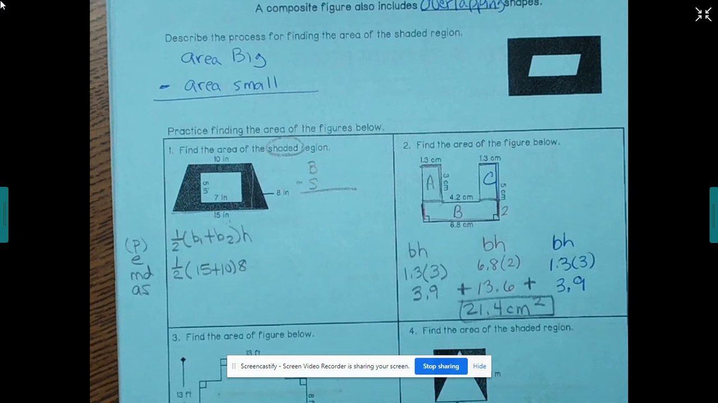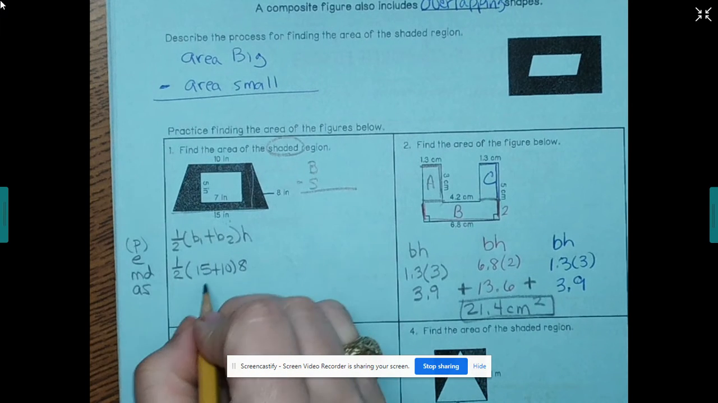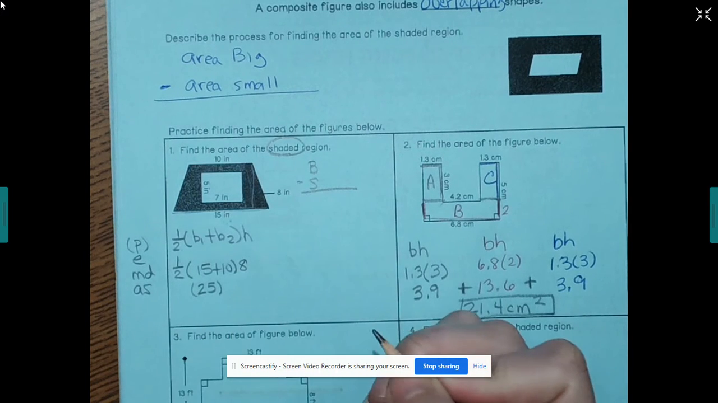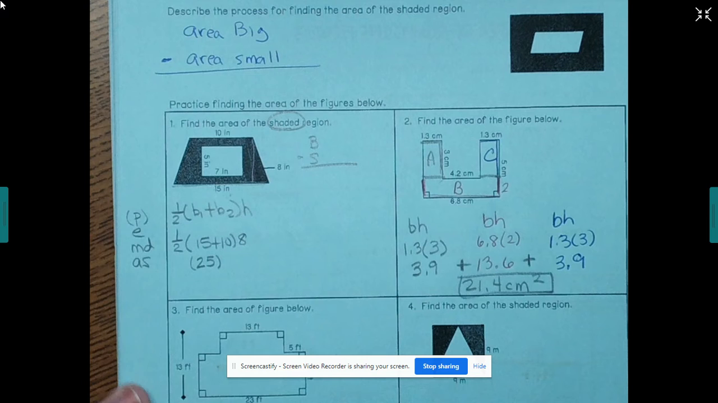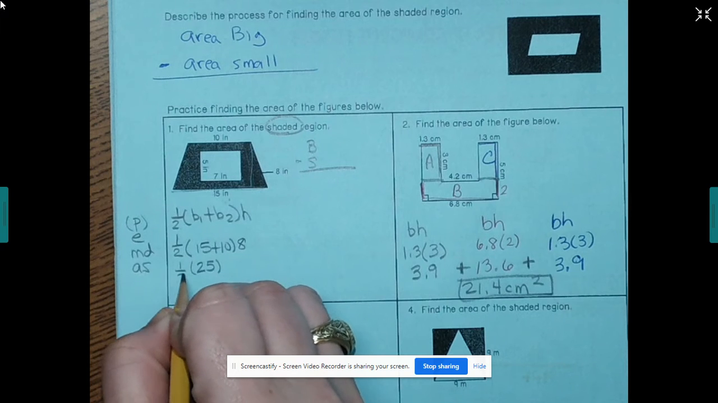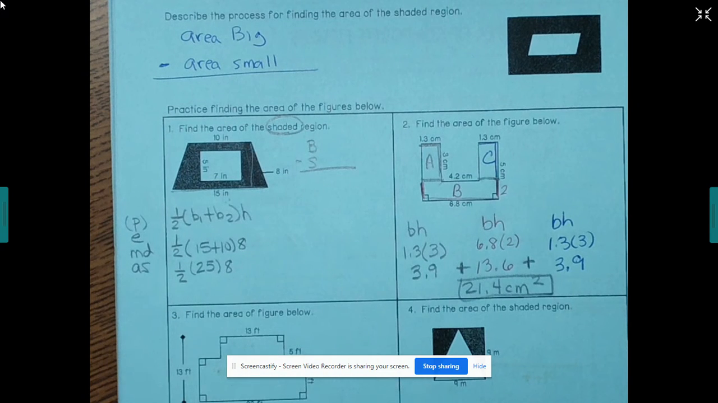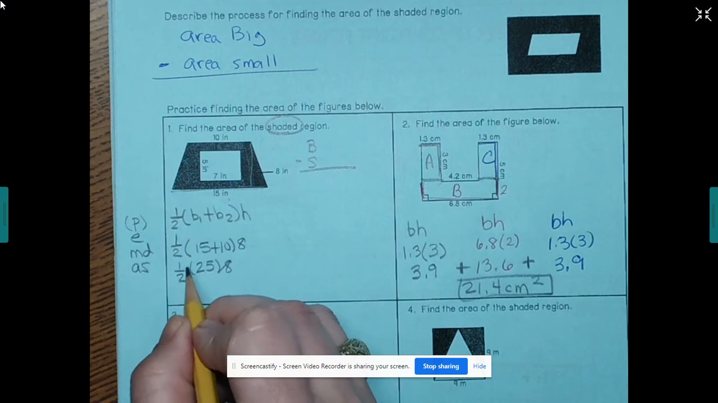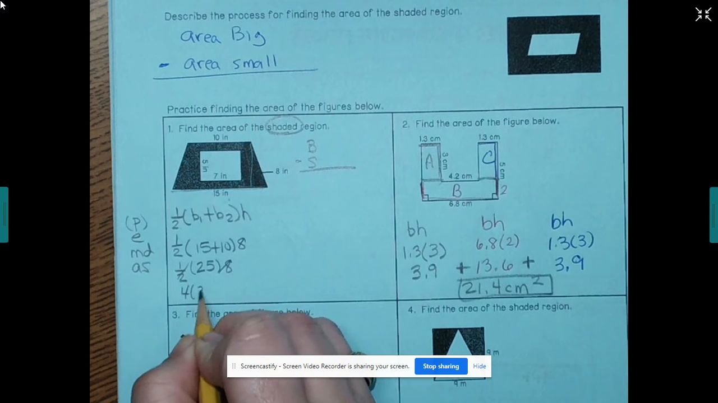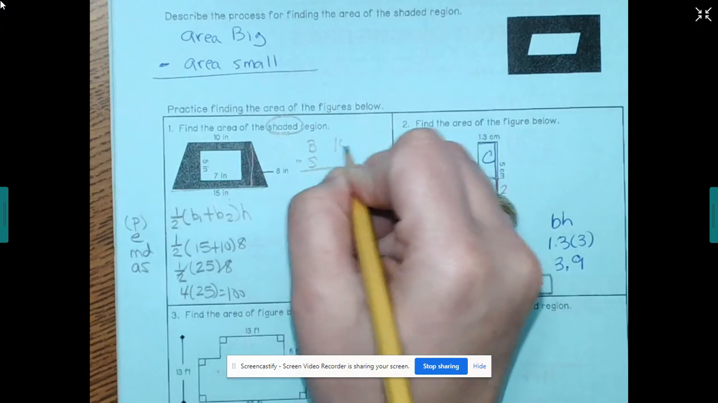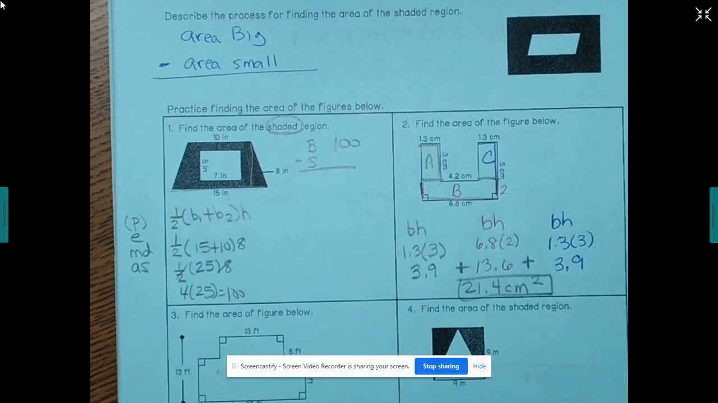So parentheses first. 10 plus 15 is 25. And yes, I need you to take the 30 seconds it takes to write this stuff down, because if you get your answer wrong, you can go back and look at what you did so you can find your mistake. Then I put an 8. I can't take half of 25 easily, but I can take half of 8, which is 4. Then 4 times 25 is 100. So my big shape has an area of 100.